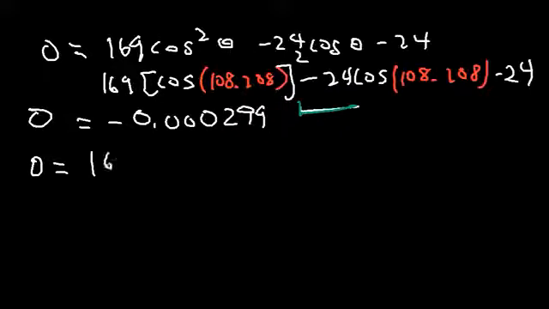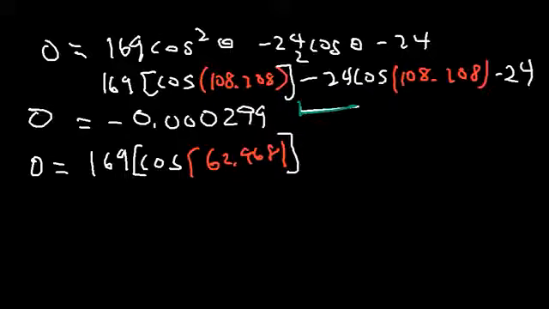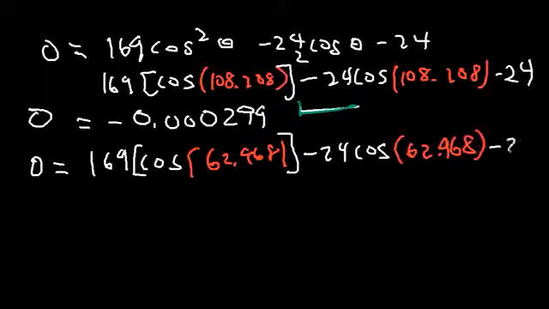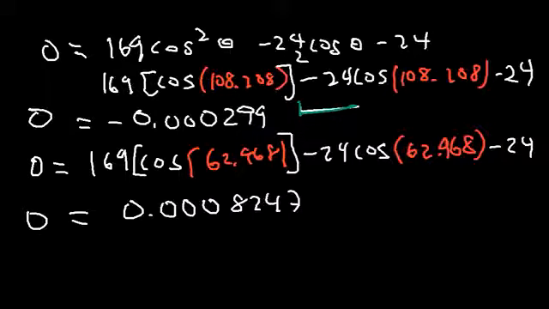Now, if you check the other answer, and let's see what we get if we use the 62.968 degrees. Alright, you should get 0.000847. So this answer, 62.968, it works after we squared it, because the quadratic equation always works if it's in quadratic form. But it didn't work for the original equation. So what that means is we gained a new answer after we squared it.